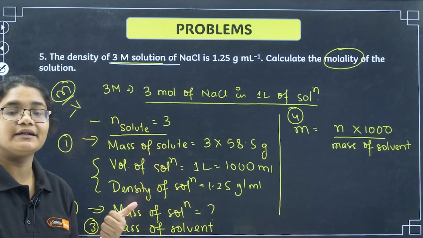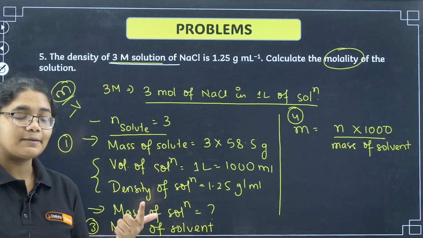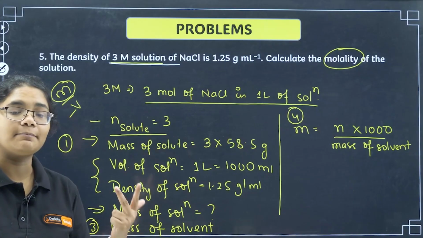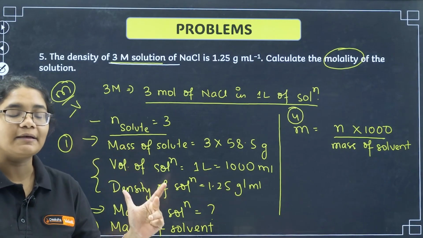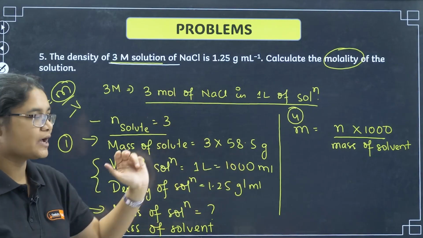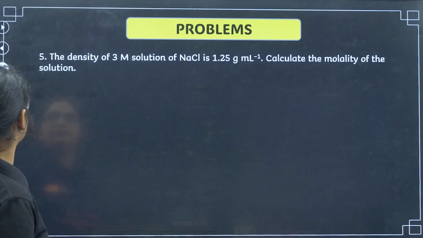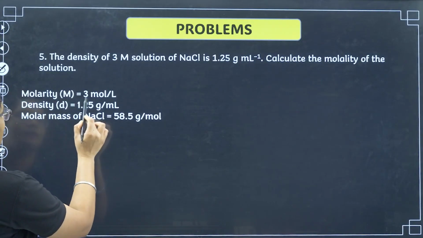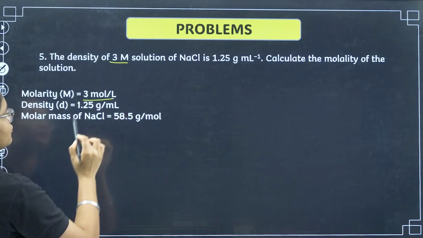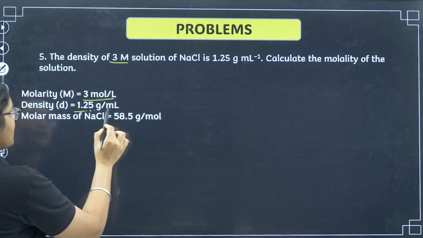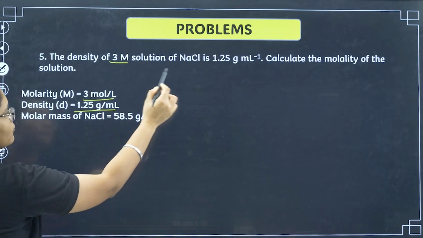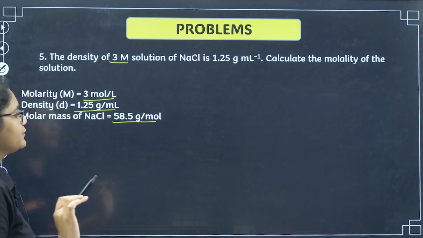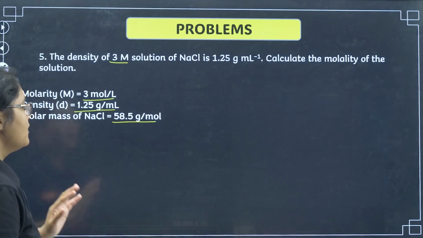First step, to calculate the mass of the solute. Second step, mass of the solution. Third step, mass of the solvent. Fourth step is to calculate molality. Okay, so I'll show you now the solution, how we can do it. What is the data given to you? Molarity is 3 moles per liter. Density is 1.25 gram per ml, and molar mass of NaCl that I can calculate is 58.5 gram per mole.